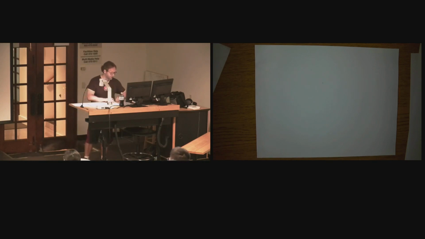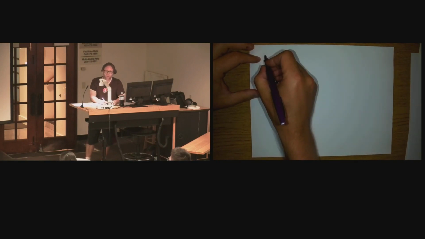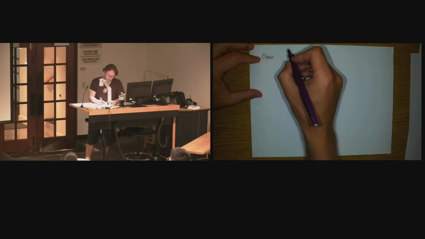And the first one that I'm going to show you is something that you're well familiar with already. Actually, no, sorry, let's go with this one first. Since we are familiar with it, let's look at the closest pair again. Closest pair of points.